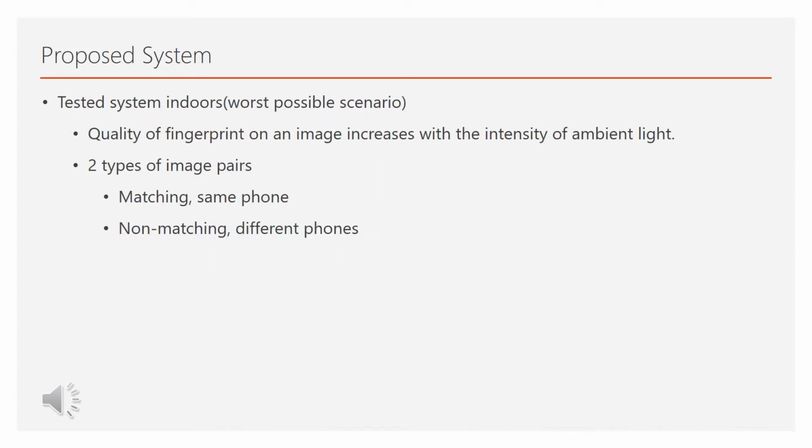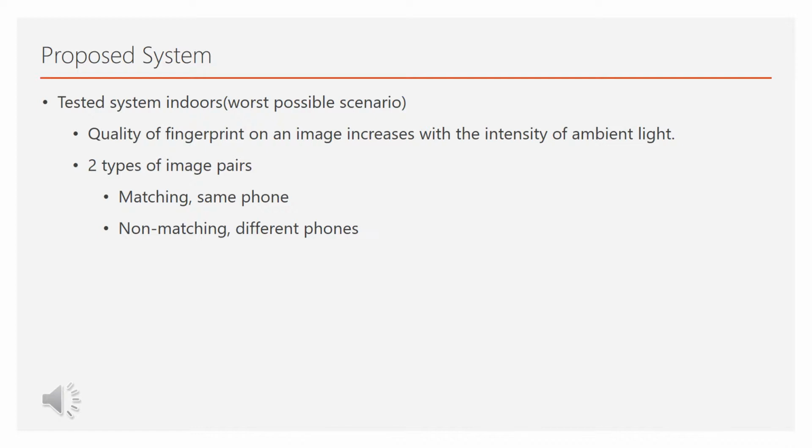The writers' system was tested indoors. This is the worst possible scenario. The system is based off the intensity of light. Low light doesn't make it impossible. It still works very well. It just works even better with more ambient light.